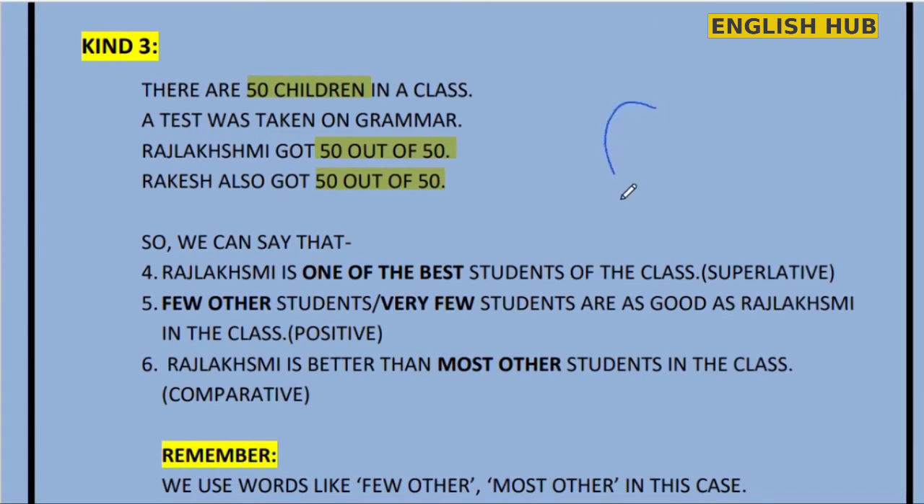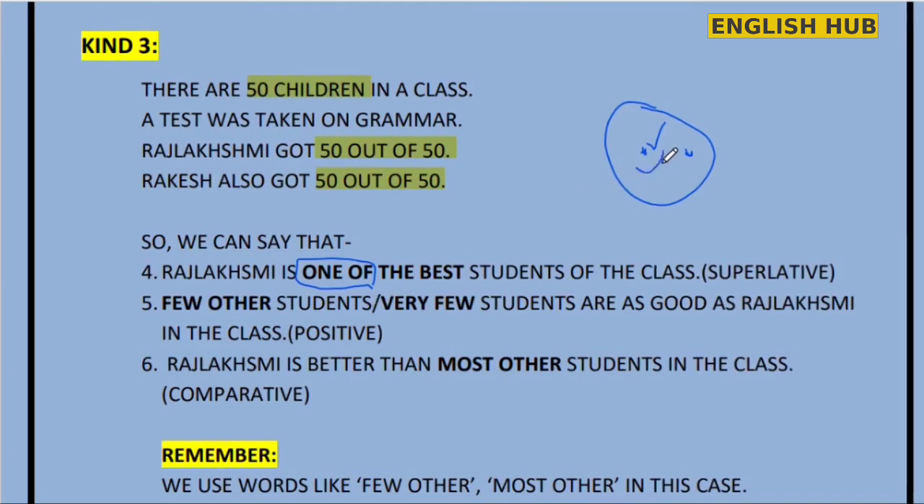Now, we cannot say that in this class only Raj Lakshmi is the best because Rakesh is also there, isn't it? There is another boy who has got the same marks like her, so I cannot call Raj Lakshmi the best, isn't it? So, how will we write the sentence then? We will have to use this thing for superlative degree. We have to write Raj Lakshmi is one of the best, isn't it?